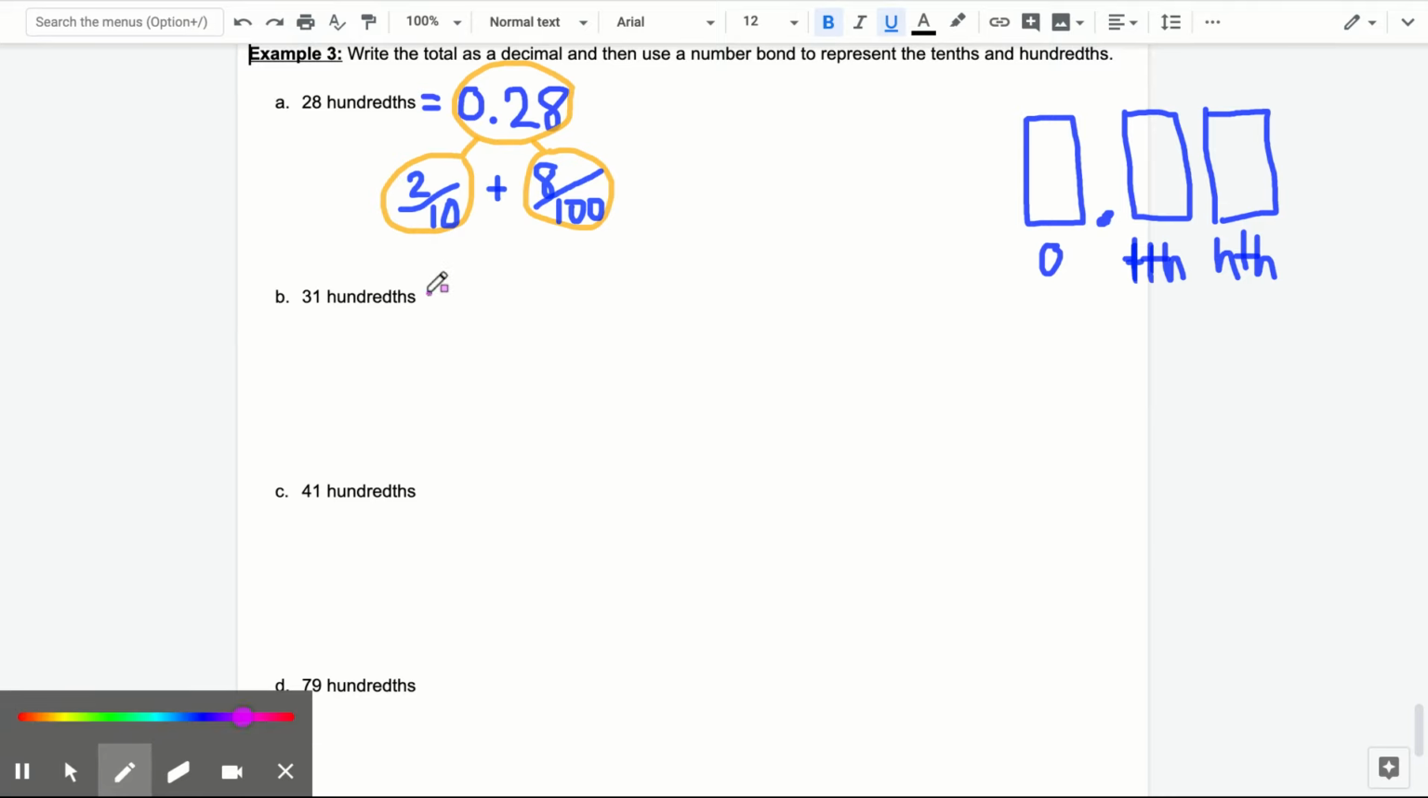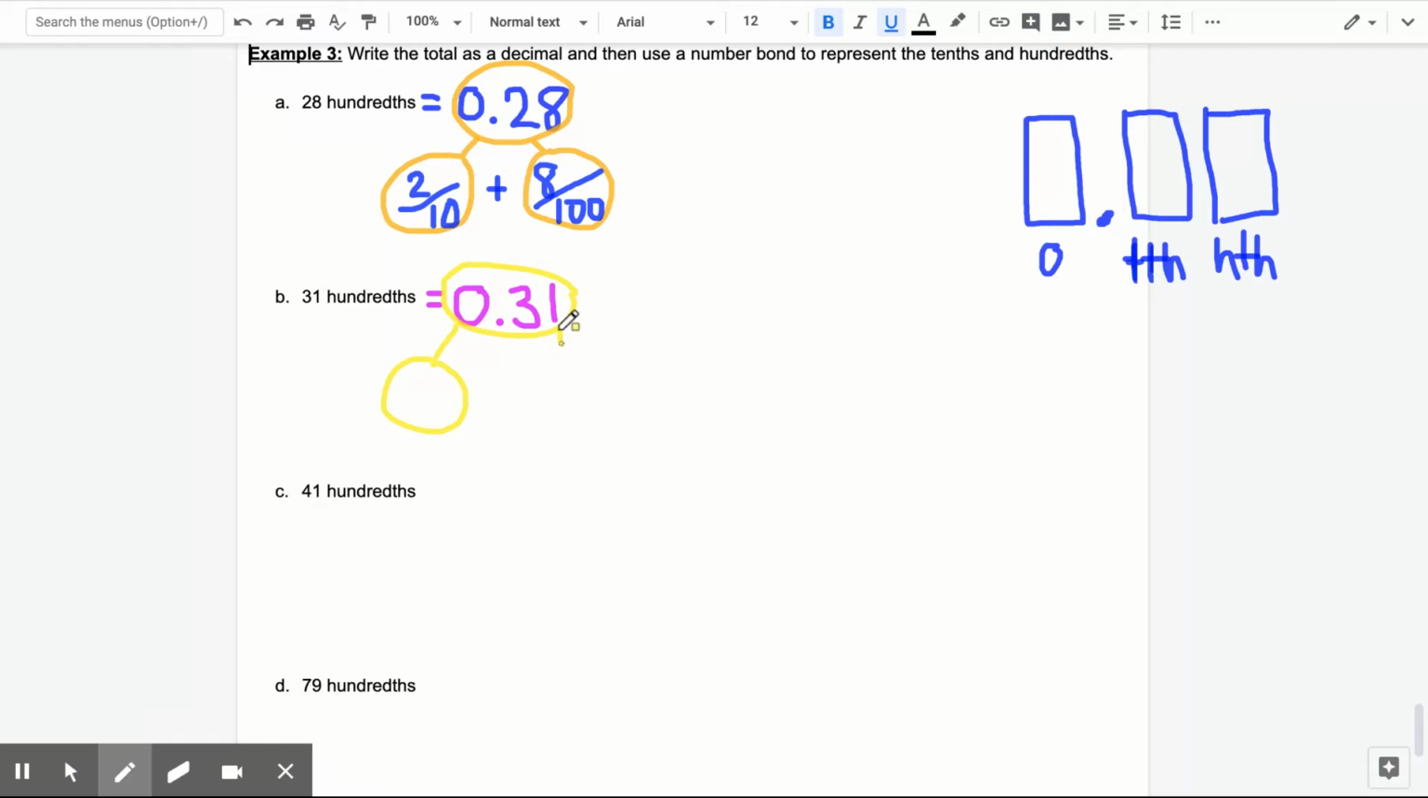I've got 31 hundredths written as a decimal. First, I'm gonna rewrite it, 0 decimal point 31 hundredths. Okay, and now we need to number bond it. All right, just like last time, we know one of our pieces of our number bond will be a tenth, and we know that the other will be a hundredth.